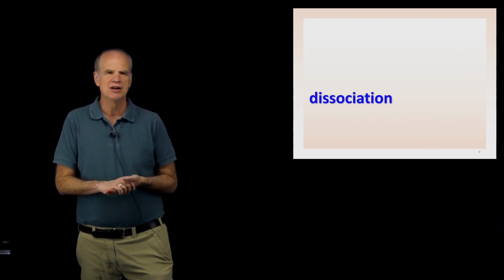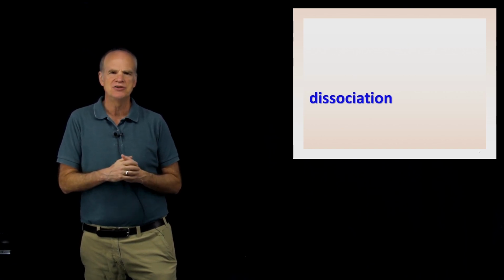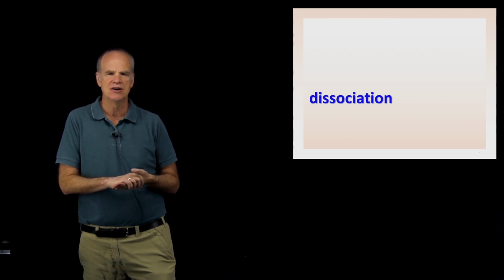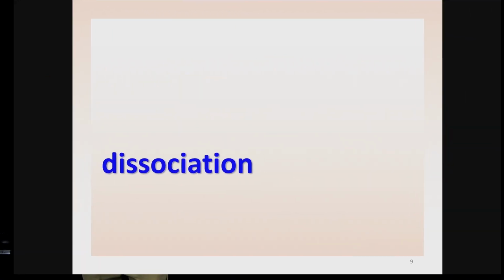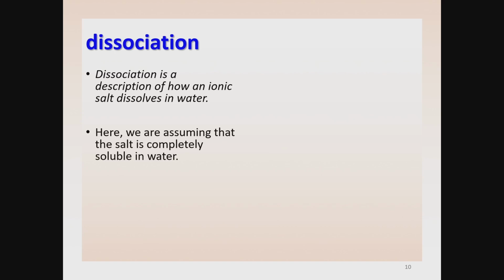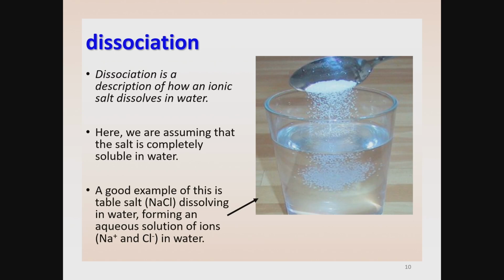And so now what I want to do is talk about a physical process called dissociation. And so this is often used to describe how ionic compounds are able to dissolve in water. So if I can increase the slide. So dissociation is a description of how an ionic salt can dissolve in water. Here we are assuming that the salt is completely soluble in water. And a good example of this is table salt dissolving in water.